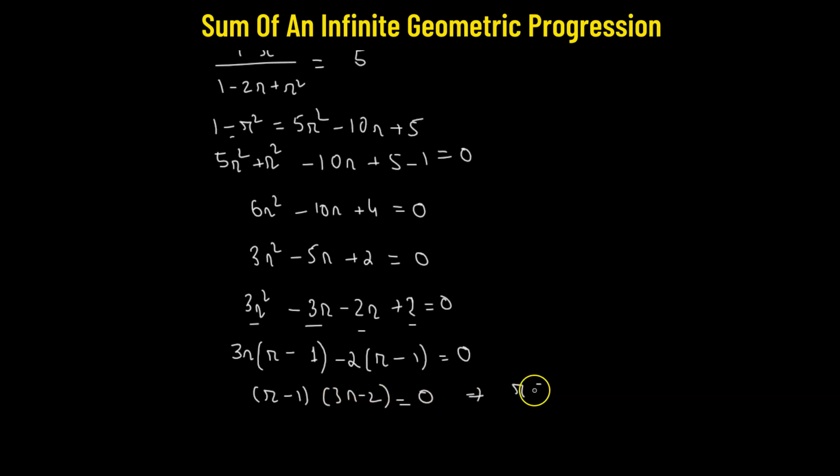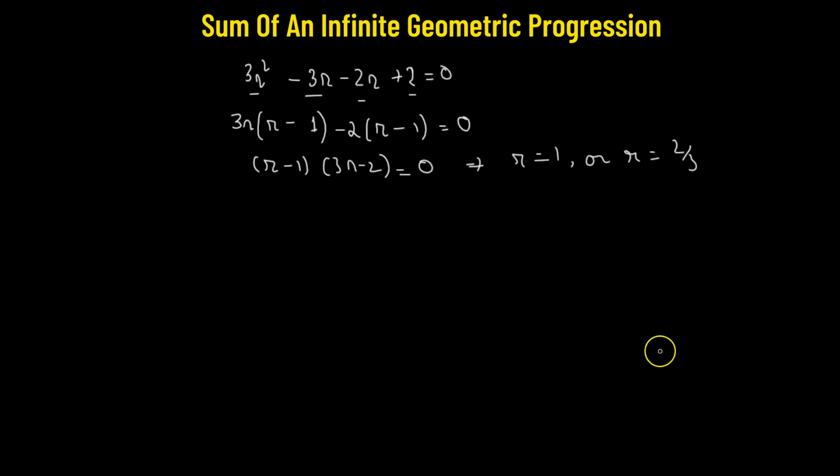This gives us the values r equals 1 and r equals 2 over 3. However, we cannot consider r as 1, because in an infinite geometric series we have the condition that the absolute value of r is less than 1. So that means we can only have r equals 2 over 3.